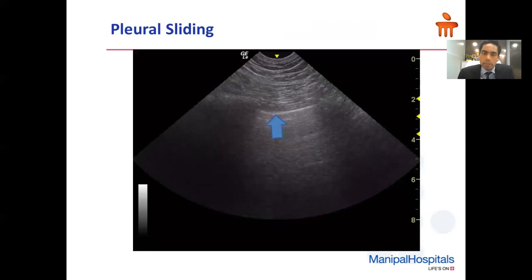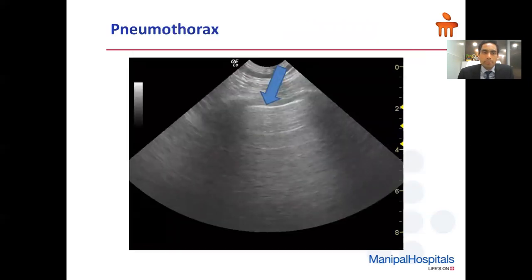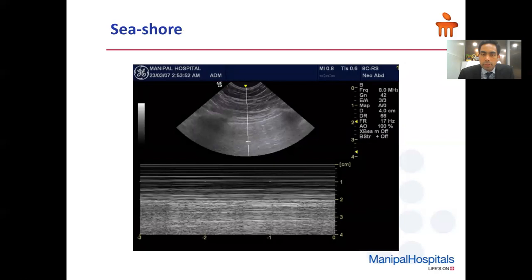This is the pleural slide which is shown. Again, if there is a pleural slide, it means there is no pneumothorax. Absence of pleural slide and absence of B lines might indicate that a patient has a pneumothorax. The other sign which is seen is called seashore sign. Here, basically, M mode ultrasound is used, and when you pass the ultrasound wave and do an M mode, this is what you will see in a normal situation. This is called seashore sign. This looks like sea and this looks like shore.